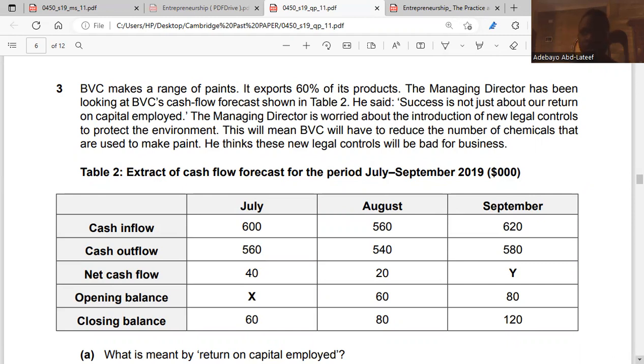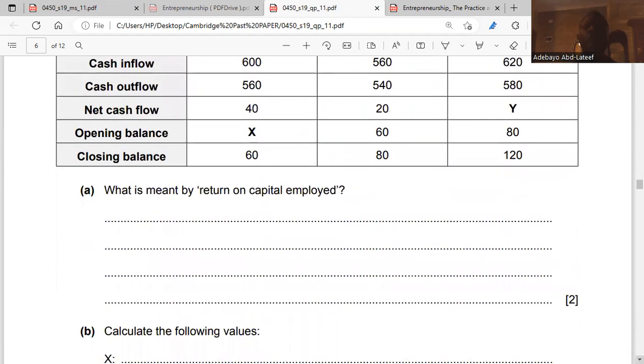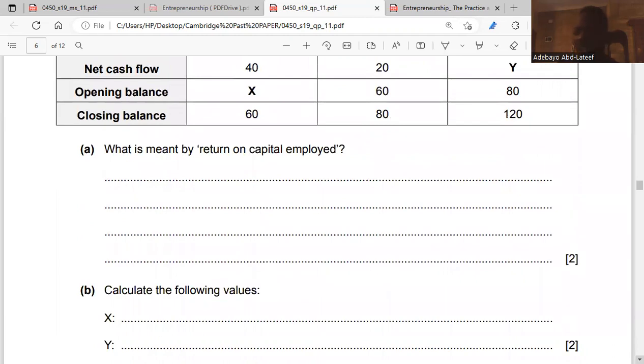What is meant by return on capital employed? I think it's ROCE. We call it ROCE. Yes, I think it's a formula or a ratio used to show how efficiently a company or firm is running the capital of its business to generate profits. Yeah, there's a formula for it.